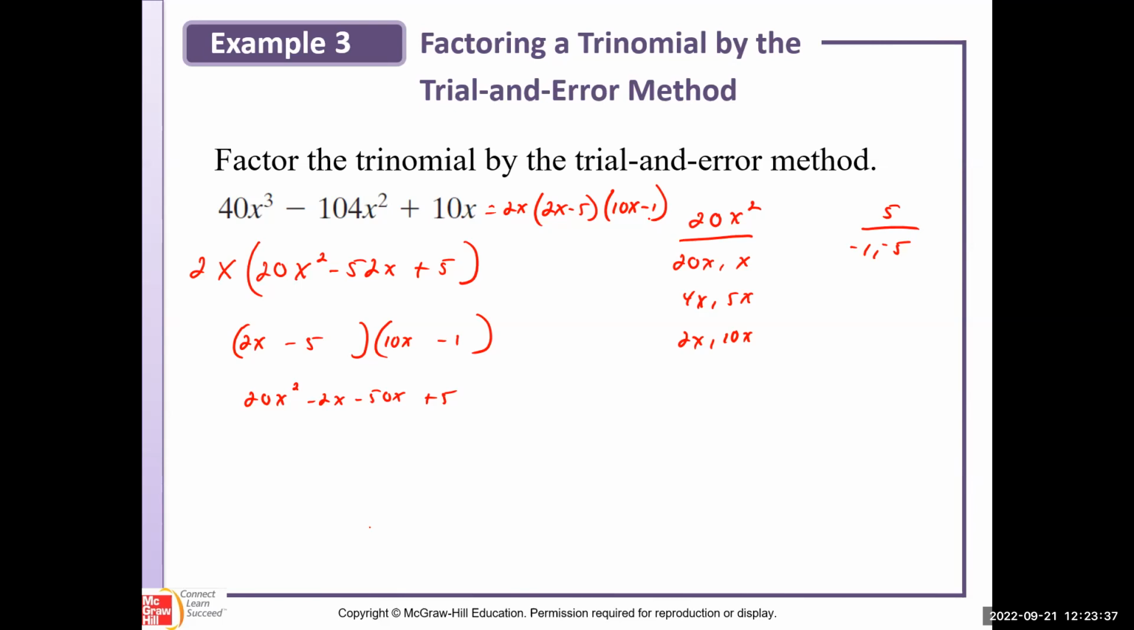So I do appreciate you bringing up the 2x and the 10x. That completely escaped my head here this morning or this afternoon. And so that gave us the factored form of that. I do apologize for that mistake. But you can see here, obviously trial and error, right? Different factors.